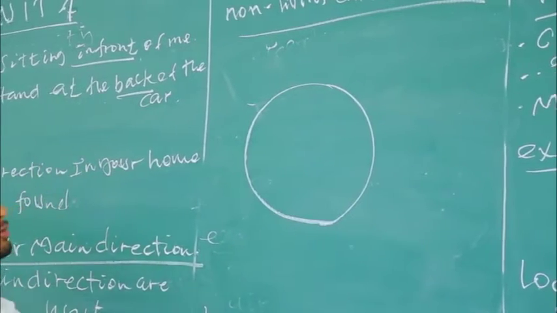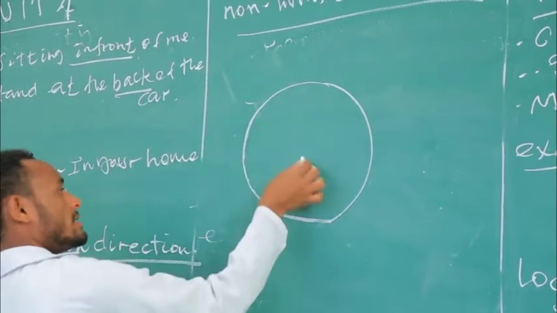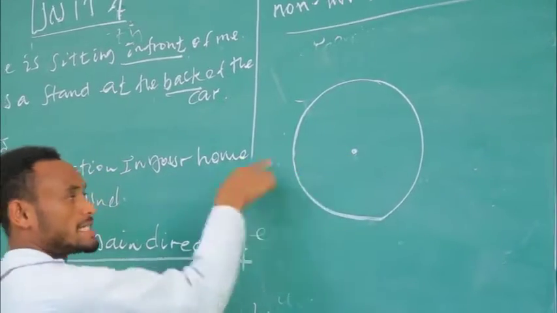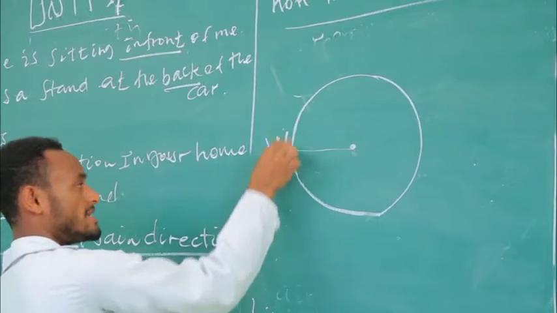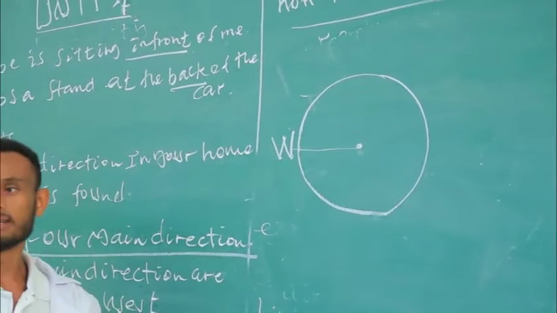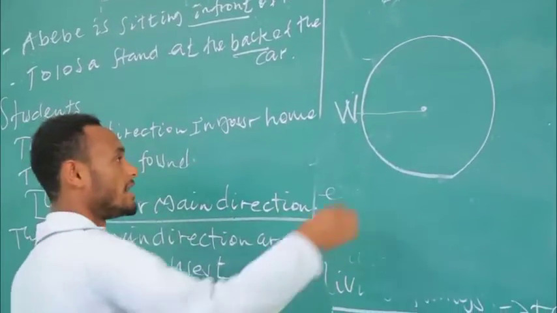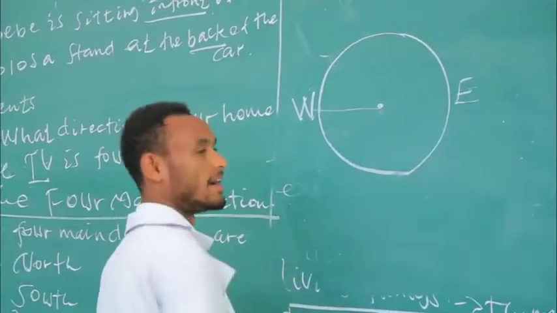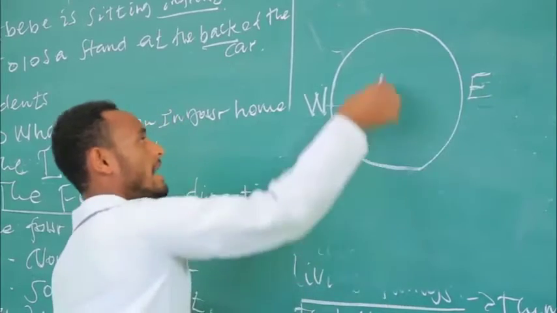Students, look at these circles. This is the circle. This is the central point. From the central point to this direction, it is called the west, and that can be spelled by W. And to the right direction, it is spelled by E, that is east.